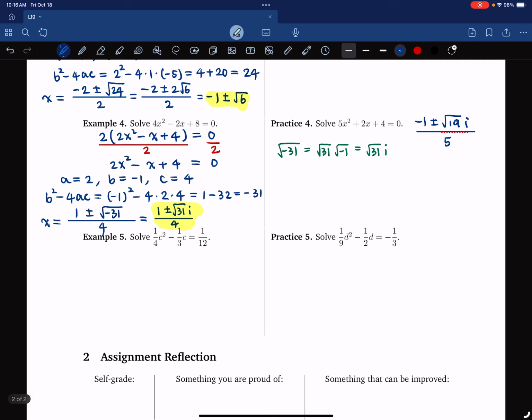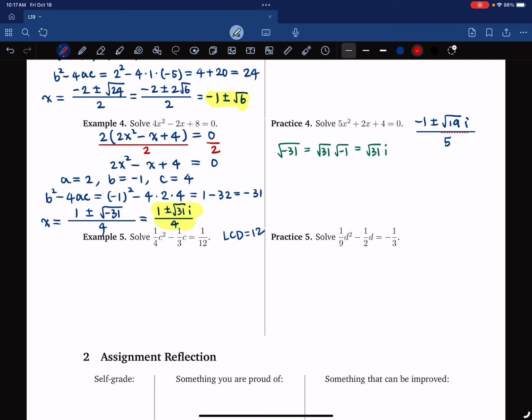Okay, the last example today. Solve 1 over 4 c squared minus 1 over 3c equals 1 over 12. This equation has a lot of fractions, which I don't like. So first thing to do is I'm going to find out the LCD. The LCD here should be pretty easy to find. It's just 12. And then I'm going to do transformation, convert them to something over 12.